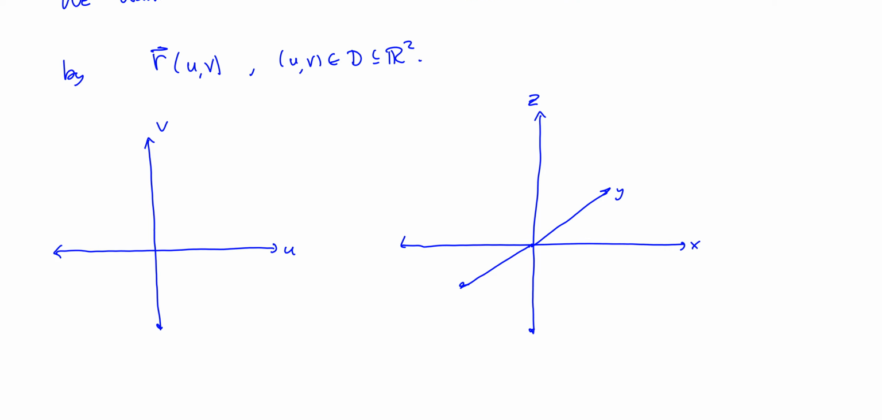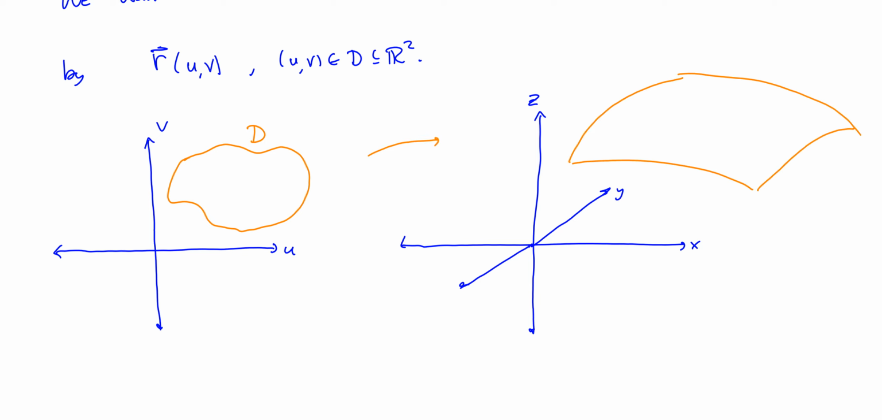So what we can think of here is we've got some region here. This is our region D, and this maps onto some surface over here, S. Right, and so for any particular point, say uv, we're going to have a point over here given by R of uv. So that's what we meant by our parameterization.